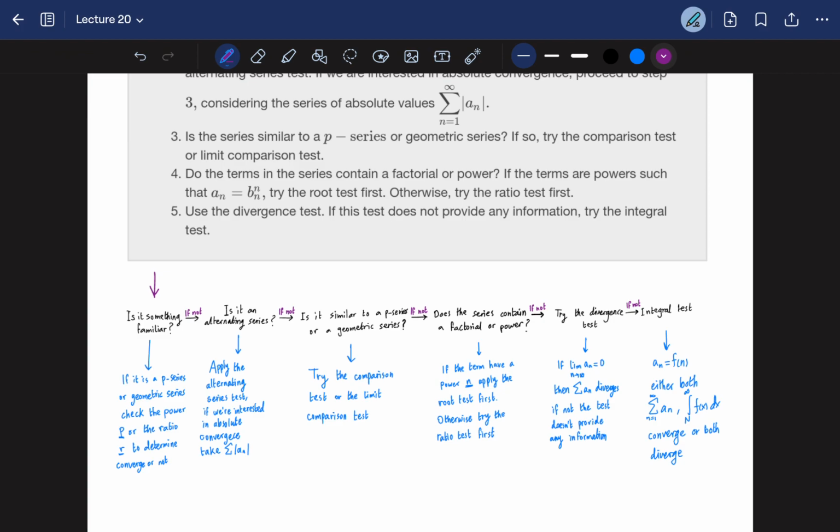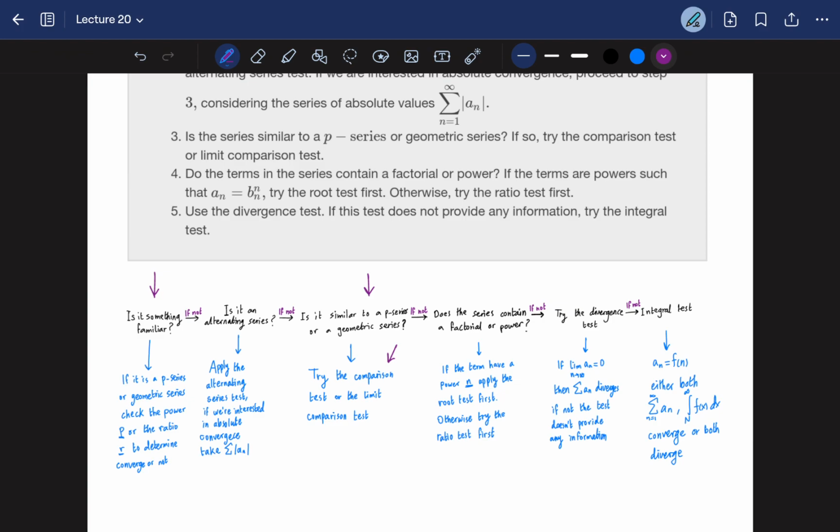But what if it's not an alternating series? Here I need to think about whether it is similar to a P series or a geometric series. It might not look exactly like them, but it looks similar to them. So when they look similar to things that we already know, I directly think about comparison tests. We have two types of comparison tests, either the general comparison test or the limit comparison test. It depends on your question which test you want to choose.